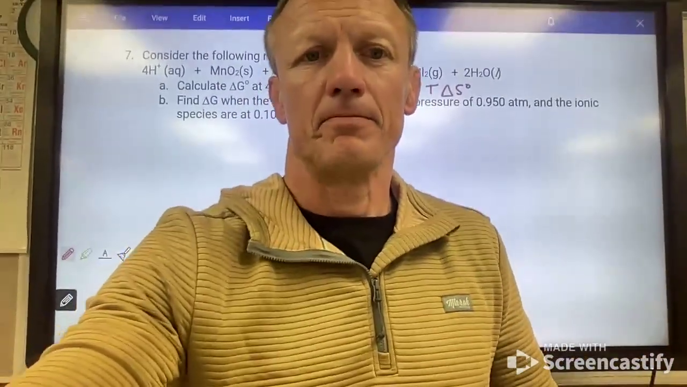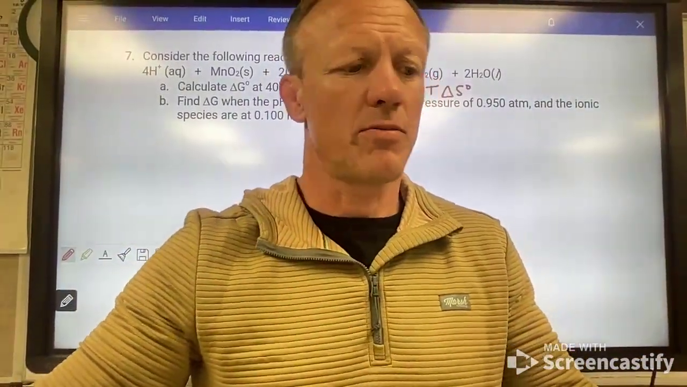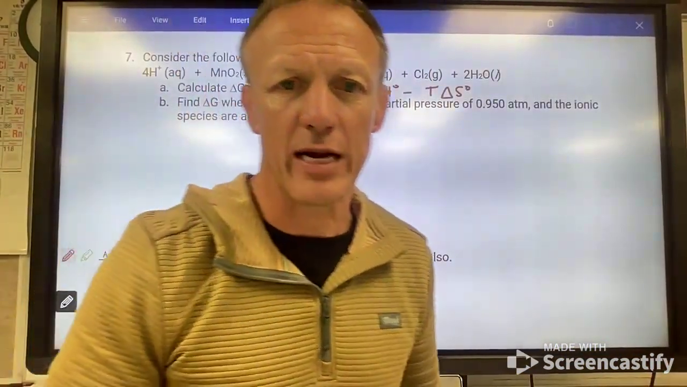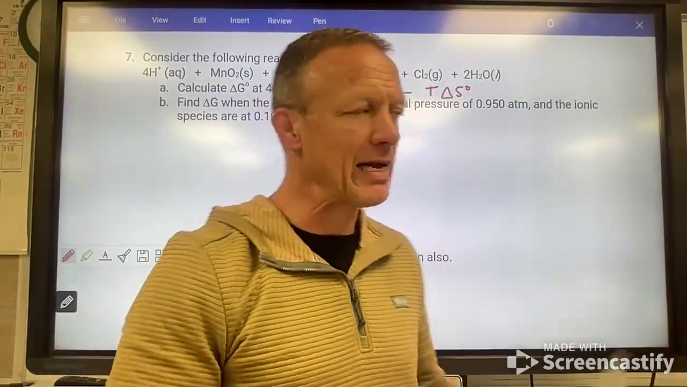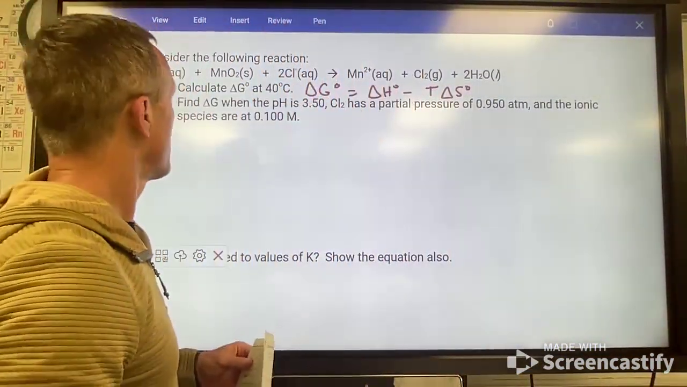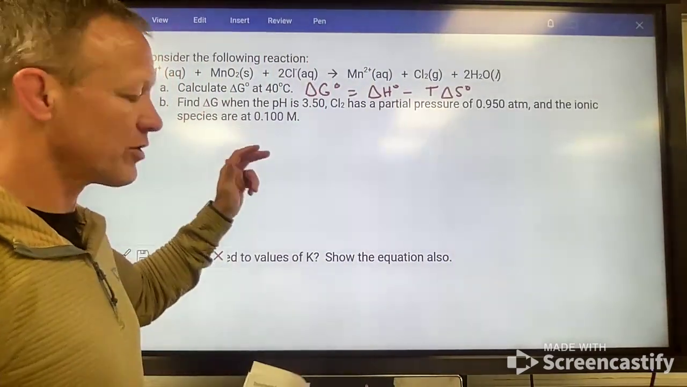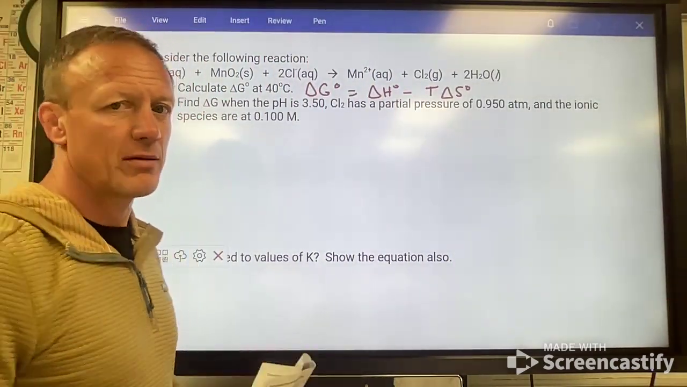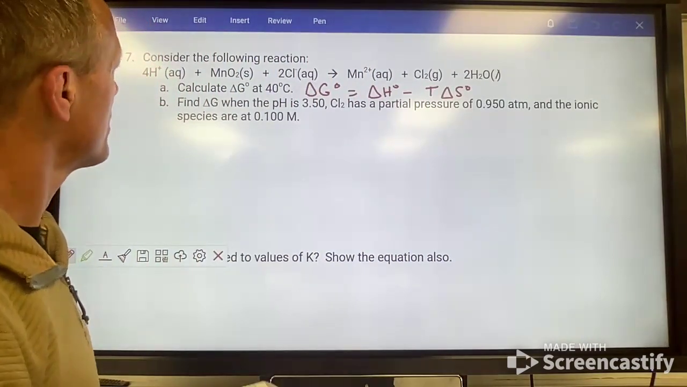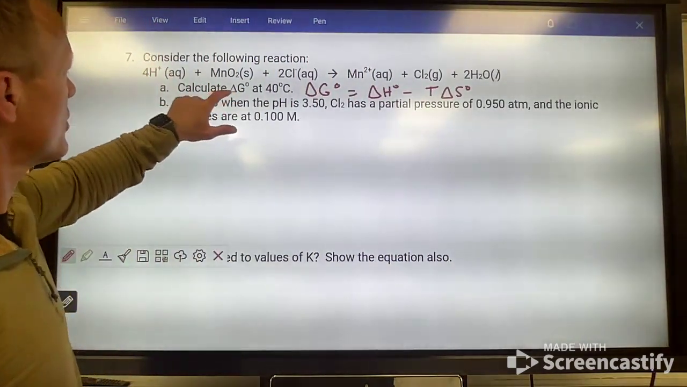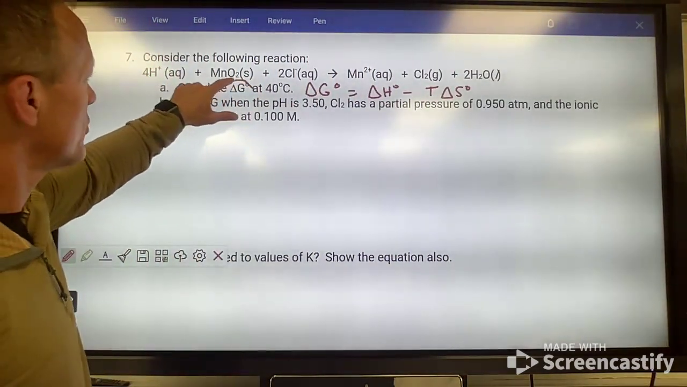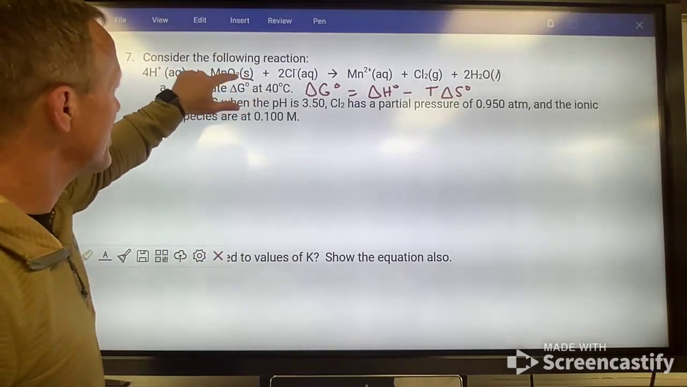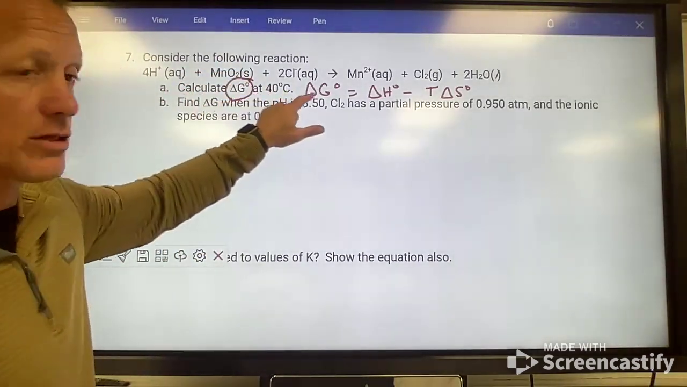AP Chem. This is part of your notes packet on thermodynamically favored reactions or spontaneous reactions. This is question 7. I'm going to do 7 through 10, I think, but partially, a little bit of 7. So one thing's important. Simplifying reaction, delta G. When you see this delta G, that means at standard conditions. So there's your equation for that.